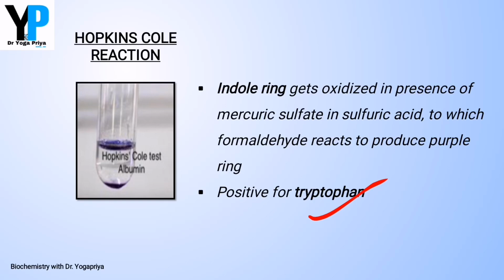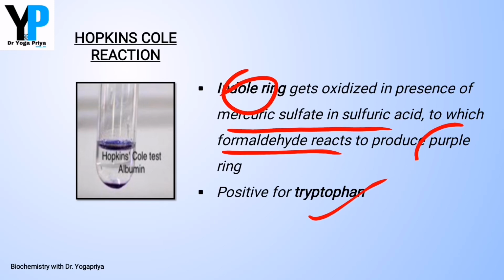So the chemistry behind this is, the indole ring of the tryptophan gets oxidized in the presence of the reagents we are adding, for example mercuric sulfate and sulfuric acid, and then reacts with the formaldehyde which we add. Finally they form a purple ring. So you can see here in the picture it forms a purple ring.